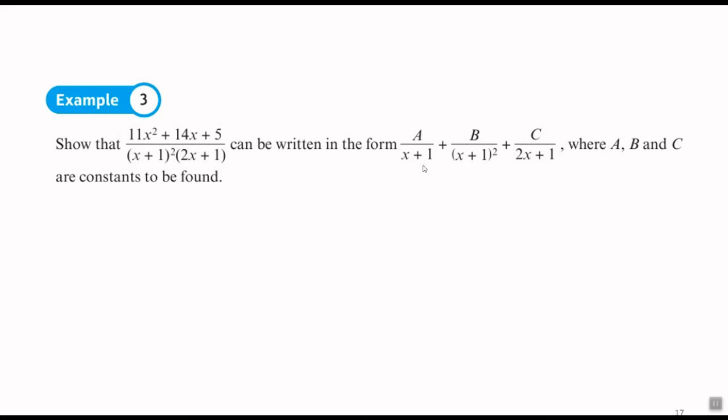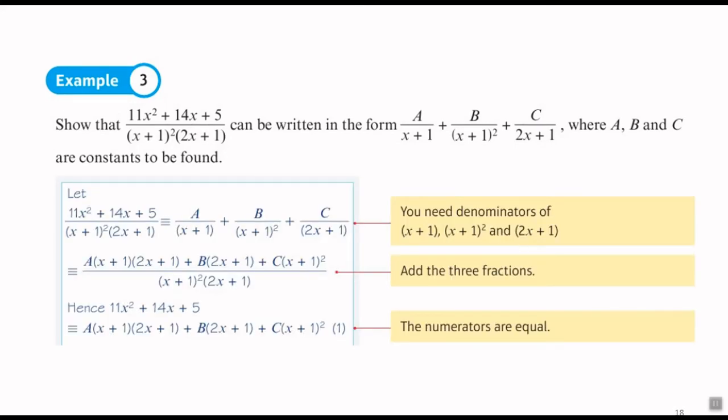So for the first fraction, x plus 1 is there, so you need to multiply by (x plus 1) times (2x plus 1). Here, (x plus 1) squared, so you need to multiply both numerator and denominator by 2x plus 1. Here, you need to multiply both numerator and denominator by (x plus 1) squared. Look at this.